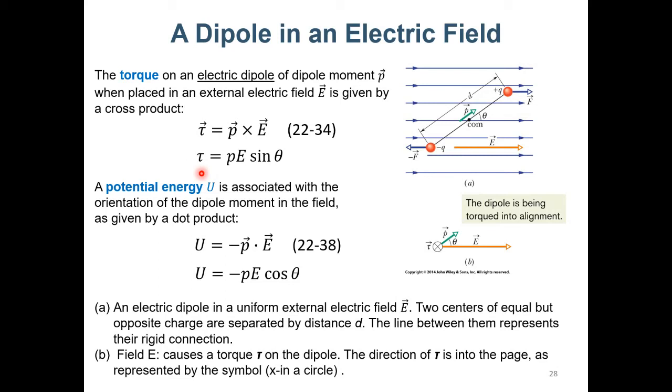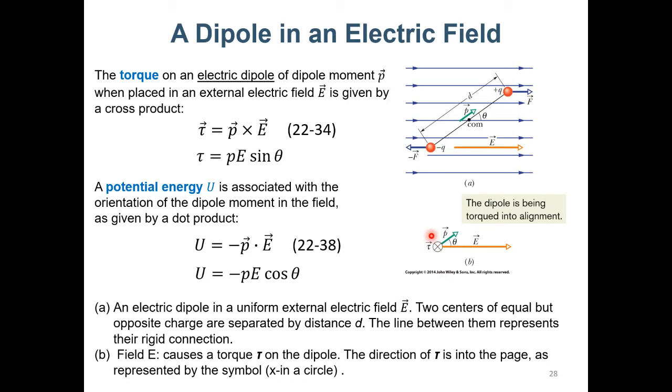So as long as you know the right-hand rule, you know that P points in this direction, and then the E field points in that direction, so you have something like this, and then you take the cross product, so the torque should be pointing into the page. We can draw it like this. We have a cross, which means that the torque points into the page.